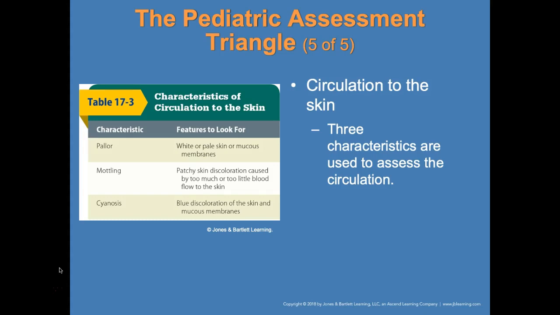Second condition to the skin is mottling, and this is a patchy skin discoloration caused by too much or too little blood flow in the skin. So you'll see it looks just like patches on their skin, exactly like what it says here. You should be able to tell. You'll know it when you see it. Cyanosis, we've talked about this before. This is blue discoloration of the skin and mucous membranes.